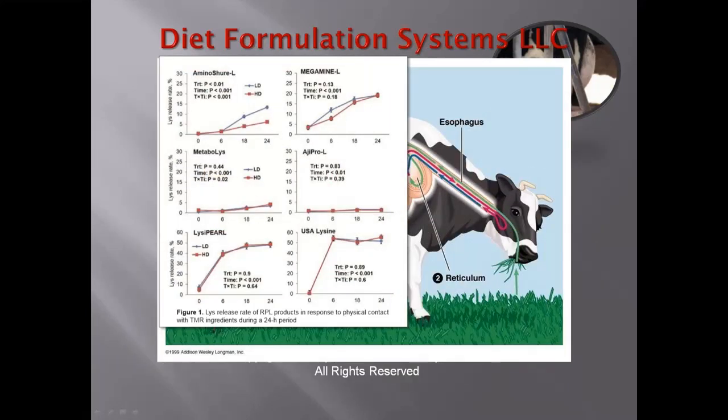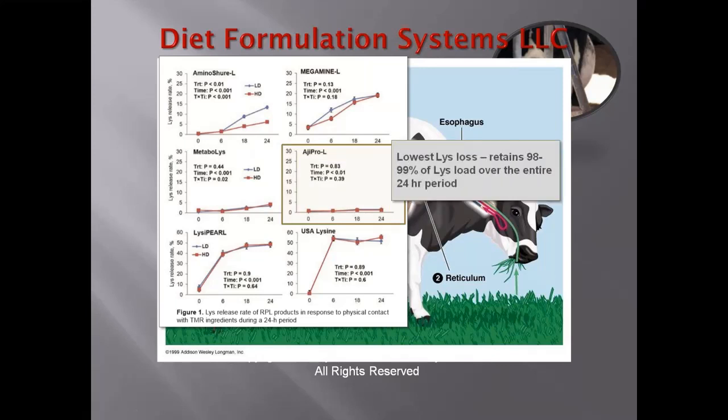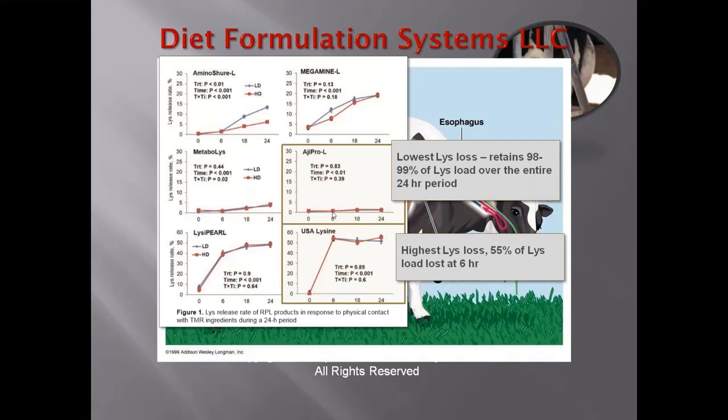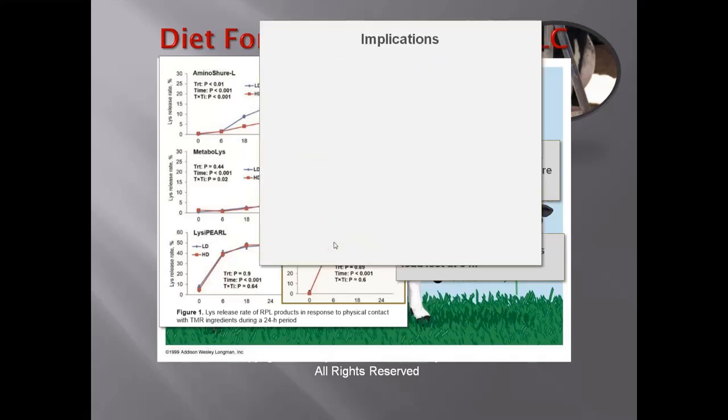Okay, let's go back and look at this a little closer. Agipro-L is retaining 98 to 99% of its lysine load over the entire 24-hour period. At 6 hours, it looks like it's about 1% in that area. USA lysine, on the other hand, shows the highest lysine loss at 6 hours. Okay, what are the implications of all of that? The implications are that the Agipro-L lysine load, the total lysine provided by the product, remains constant, which means there's high encapsulation integrity. The encapsulation technology works extremely well to contain the lysine.